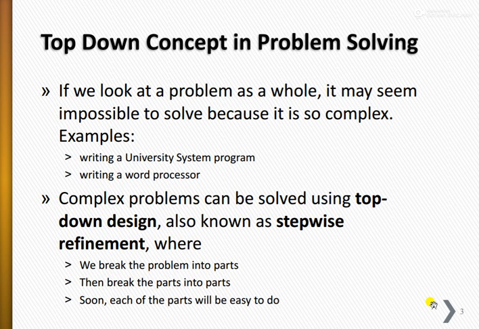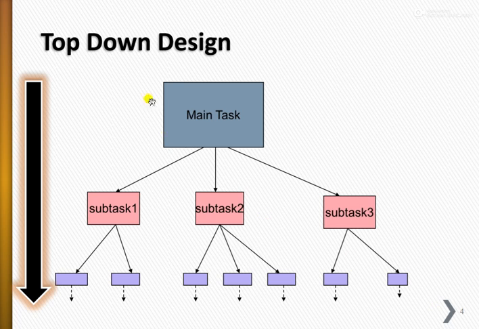But a complex problem can be solved using top-down design, also known as stepwise refinement, where we break the problem into parts, then break the parts into subparts. Soon each of the parts will be easy to do. Like here you can see the design approach. The main task will be done first, then subtask 1, subtask 2, subtask 3. Again the subtasks can be divided into more subtasks. Like that we go on and on until every subtask is easy to do.